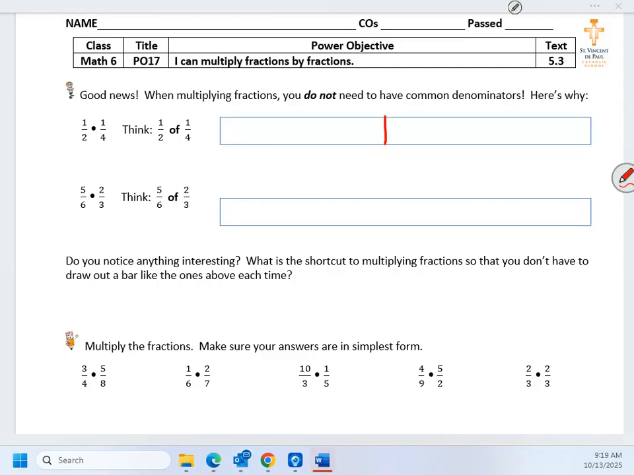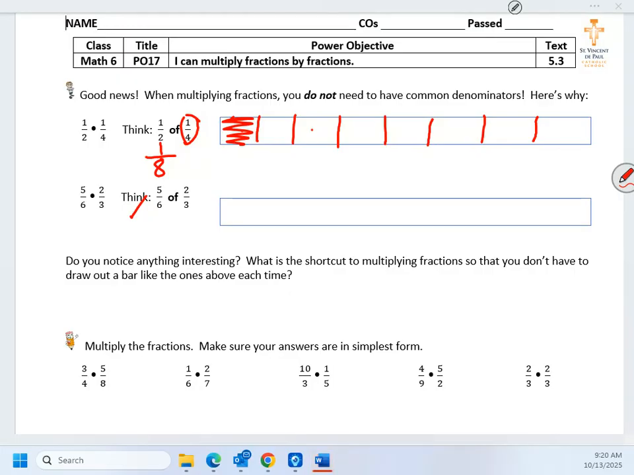So we have 1/2 of our bar, and then we want 1/2 of 1/4. So we have it broken into those fourths, 1/4. Now we want 1/2 of that 1/4. So we have to break all of those fourths into halves. So it turns into 1, 2, 3, 4, 5, 6, 7, 8 pieces, and we wanted one of them, because we took 1/2 of that fourth.